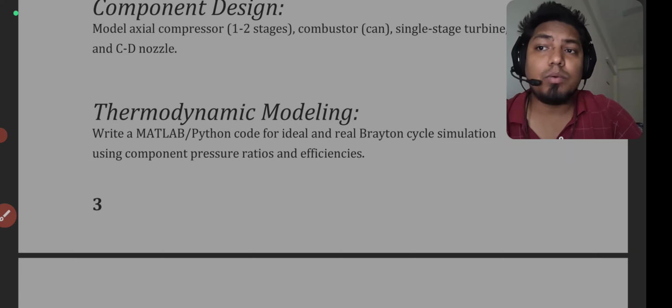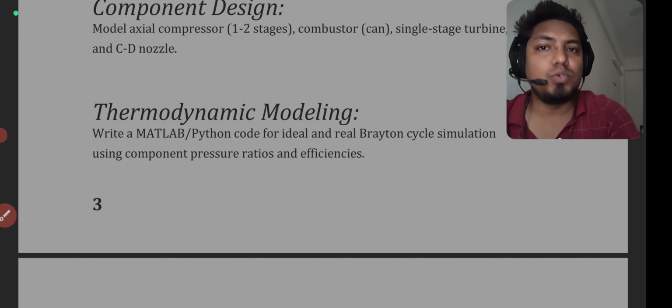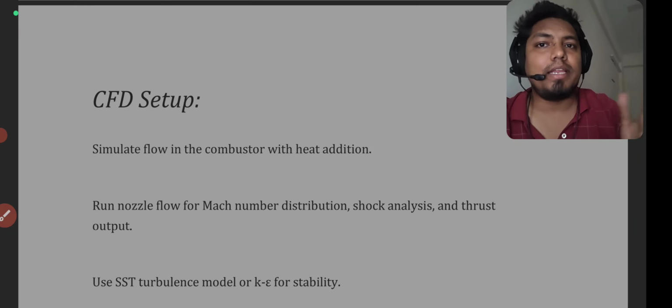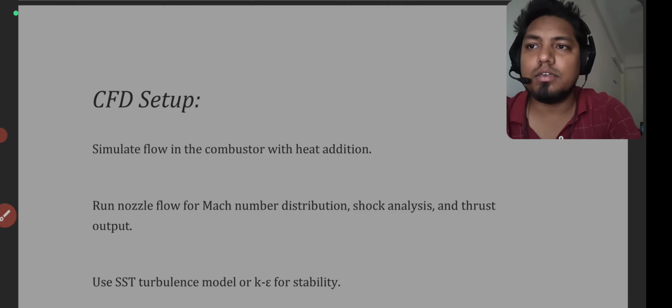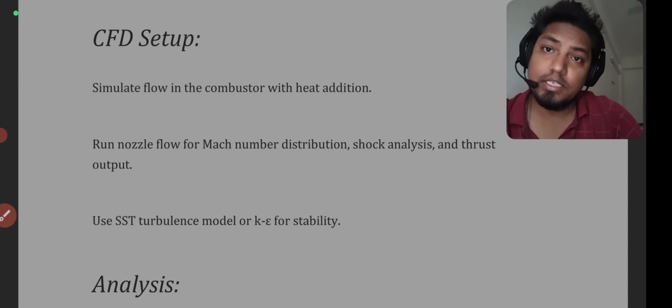so then you have to do thermodynamic modeling. For that you can use MATLAB or Python code for ideal and real Brayton cycle simulations. You know the fundamental background, like how to write pressure ratios, temperature ratios, how to find efficiencies. Those formulas you can use in MATLAB. Then you go for CFD setup. Here important facts are there.